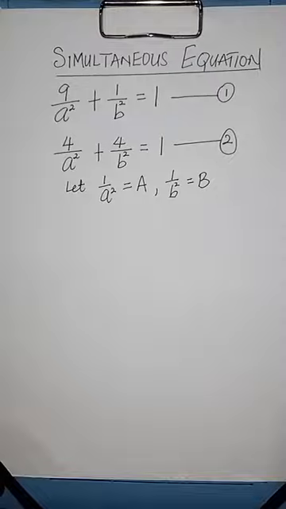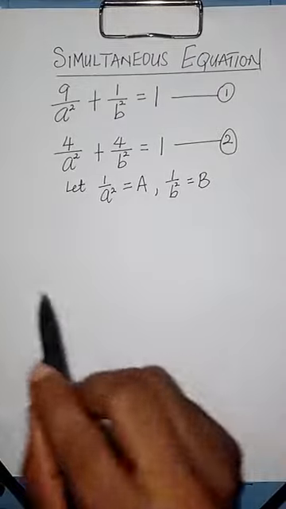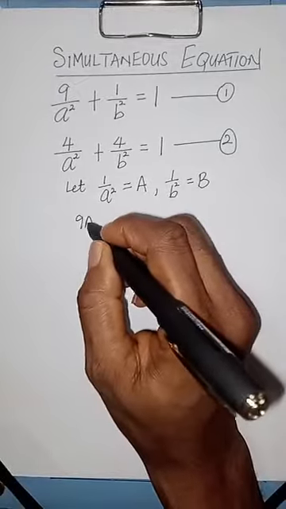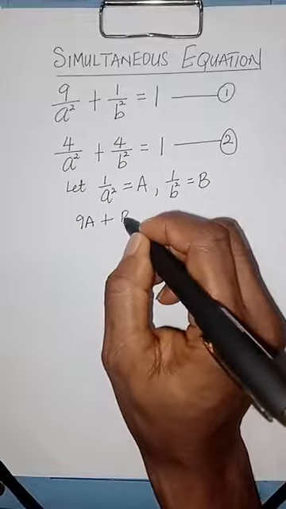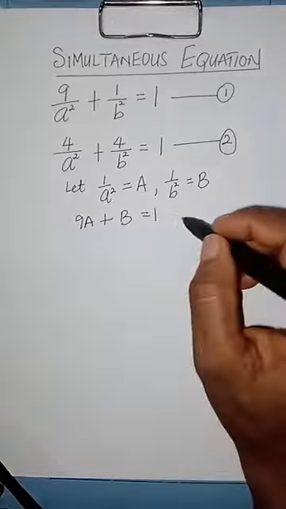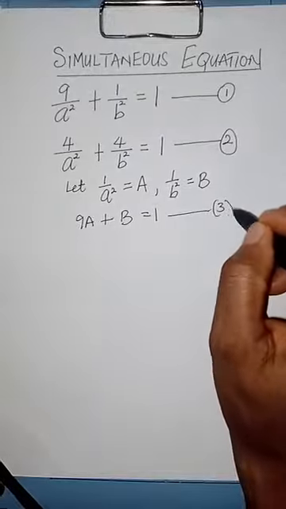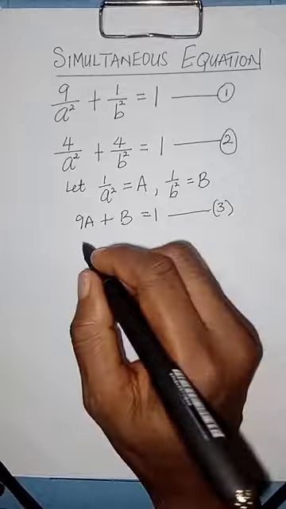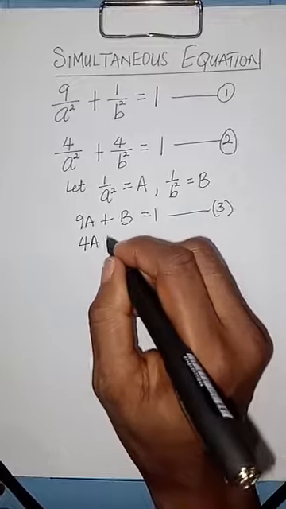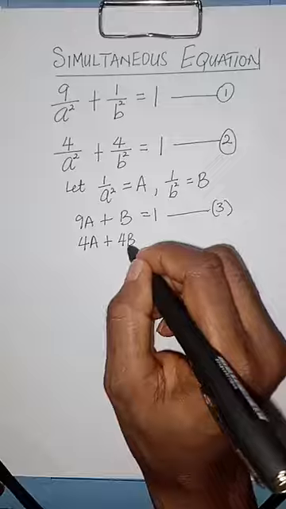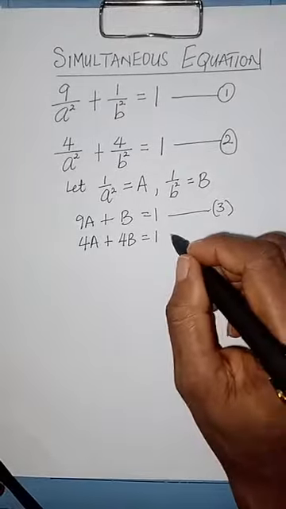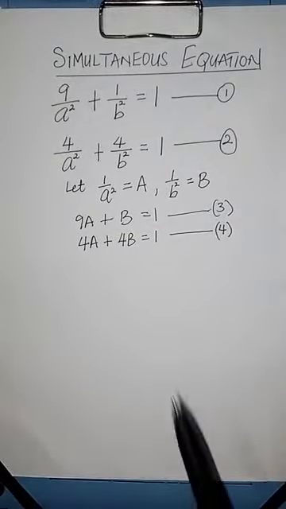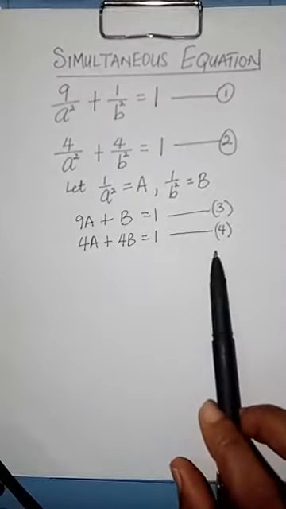That's the first step. If I do it that way, then my new equation 1 will become 9A plus B equal to 1. So let me label this new equation, equation 3. While my new equation from equation 2 will become 4A plus 4B equal to 1. And call this new equation, equation 4. This becomes easier to solve.